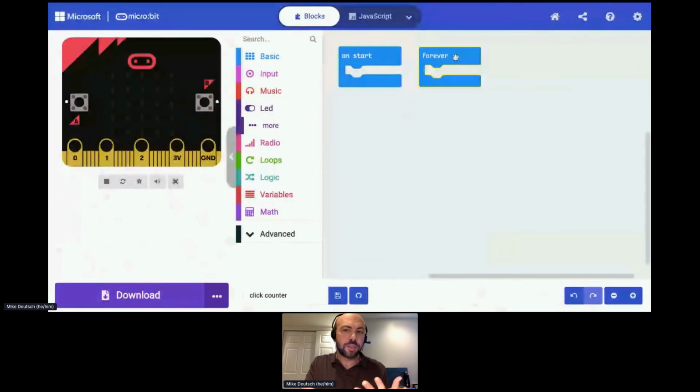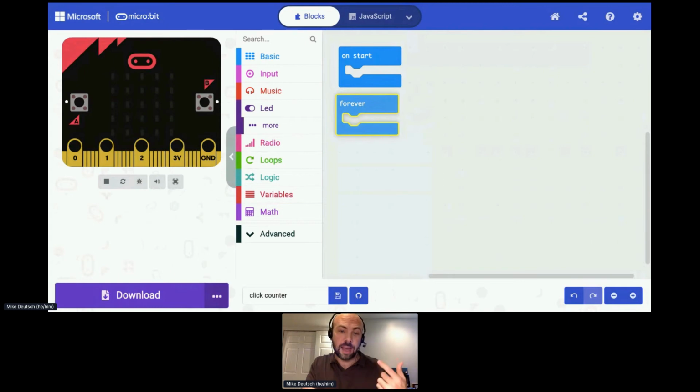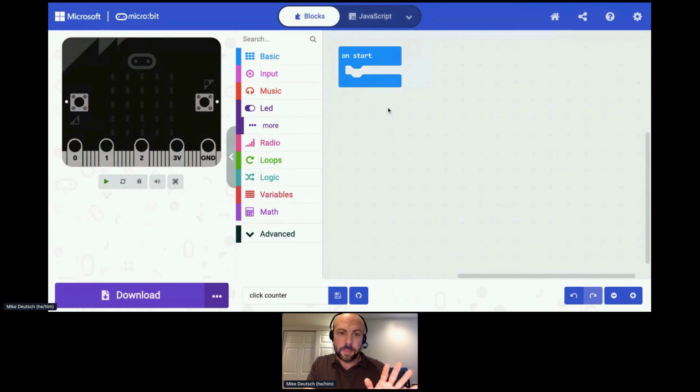By default, it gives you some opening scripts. What do you want the microbit to do when it first starts up? And then is there anything you want it to be doing forever in the background while other things happen? And for these click counters, we don't need forever, so I'm going to drag that away.